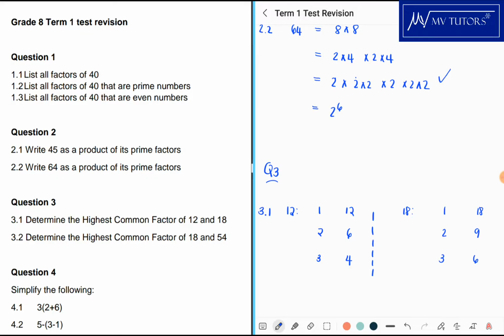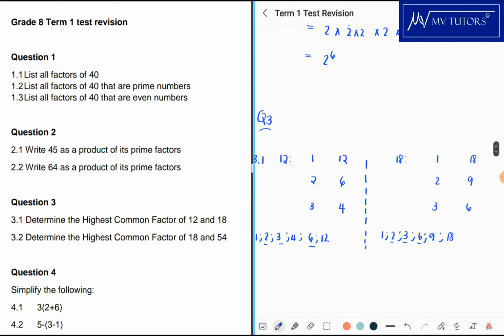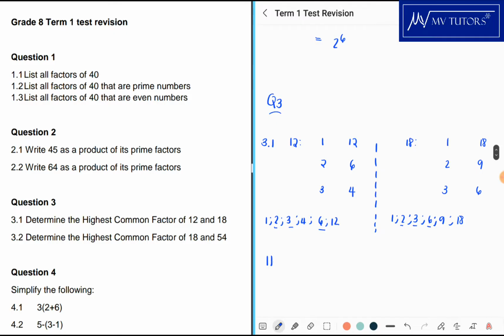Now, if I look at the factors of 12, it's basically 1, 2, 3, 4, 6, and 12. And the factors of 18: 1, 2, 3, 6, 9, and 18. Which factors are the same? So we have 2, we have 3, we have 6. Okay, and which one is the highest common factor? I hope that you can see that the highest common factor of 12 and 18 is actually 6.